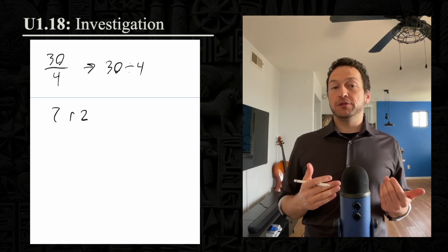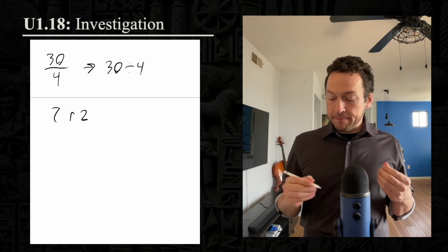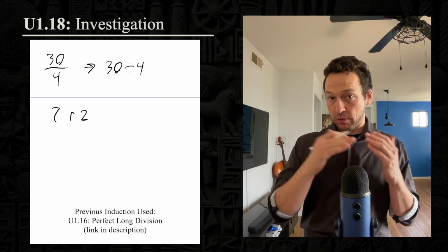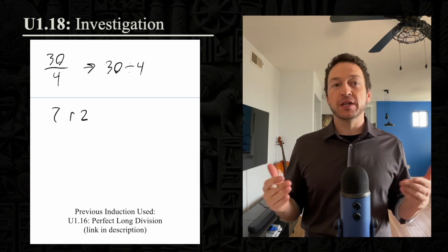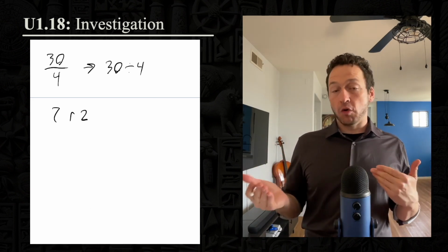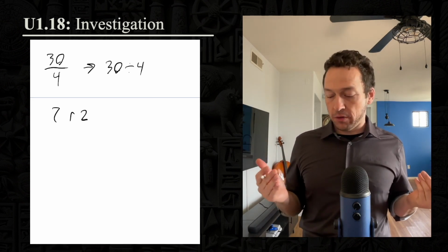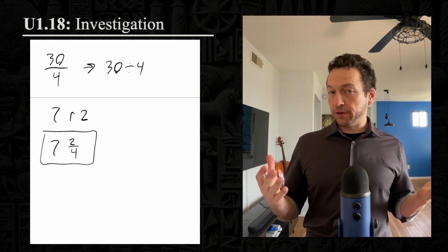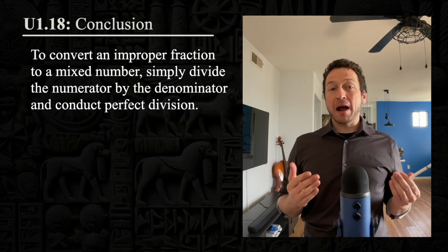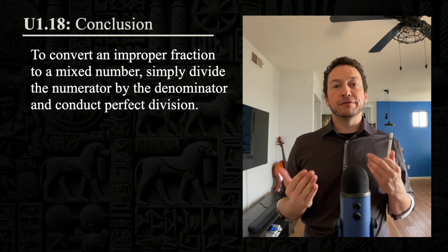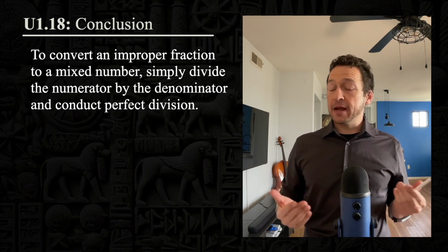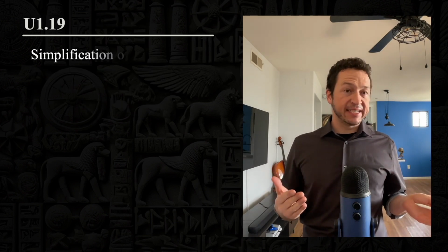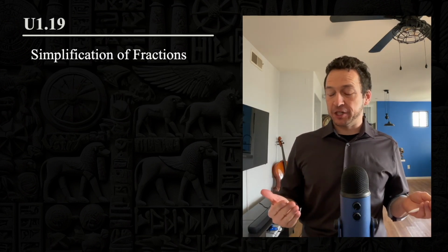Well, there's a remainder of 2, it's 2/4, but he realizes that he can actually use perfect division, division without remainder, where we actually get a fractional quotient to find out how many partial coins that can't be united into a whole. And so using that prior method of division, he gets 7 2/4. Conclusion. To convert an improper fraction to a mixed number, simply divide the numerator by the denominator and conduct perfect division. Finally, this leads us to Unit 1.19, simplification of fractions.